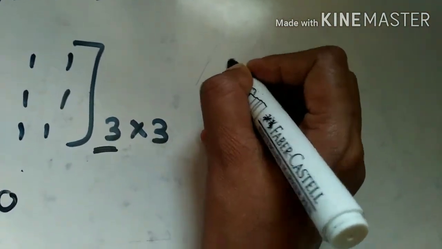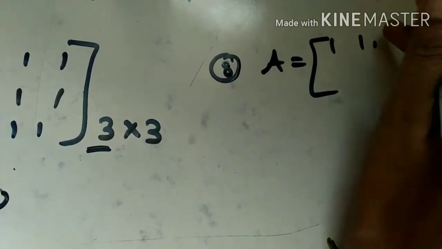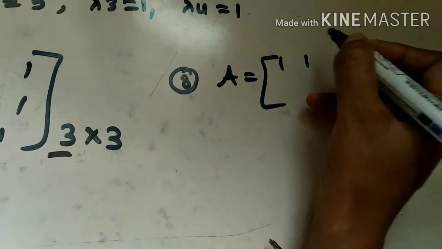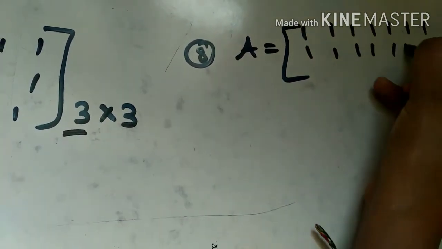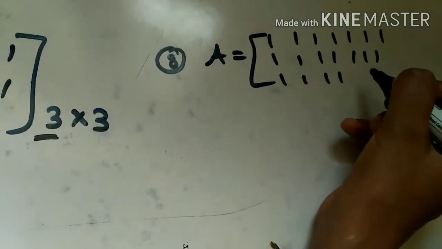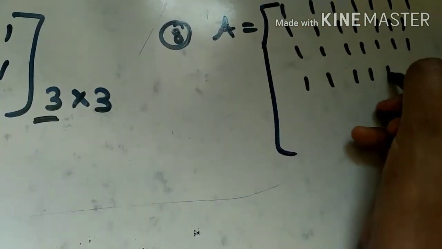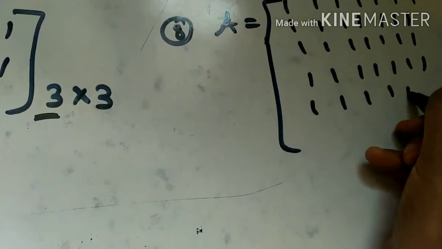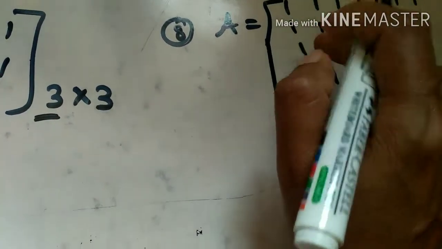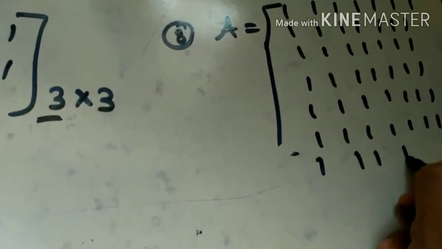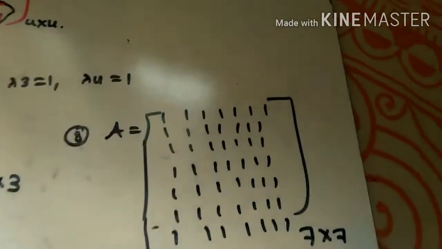So just look here. I'm going to take another example, like 8-1. Here if they give you all 1s, I'm going to write a 7 cross 7 matrix: 1 2 3 4 5 6 7 in each row. So this is my 7 cross 7 matrix.